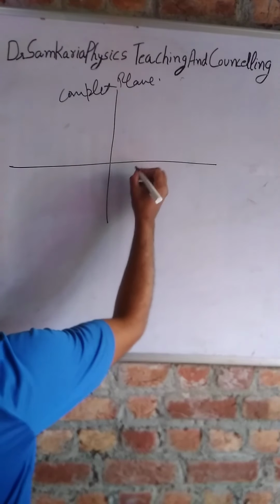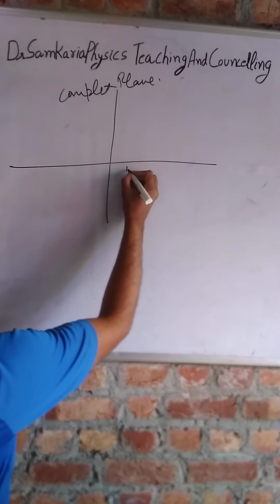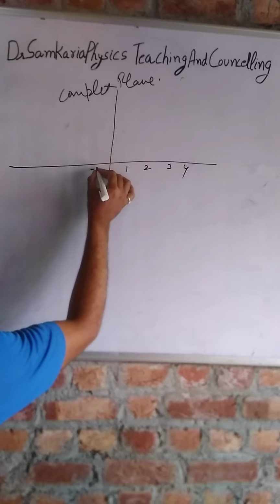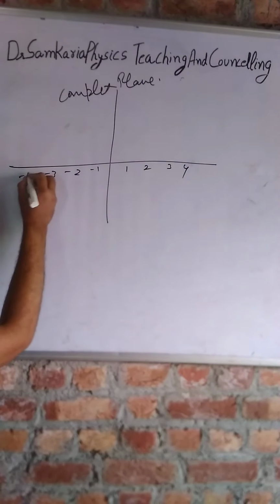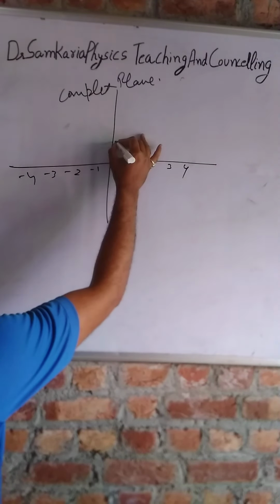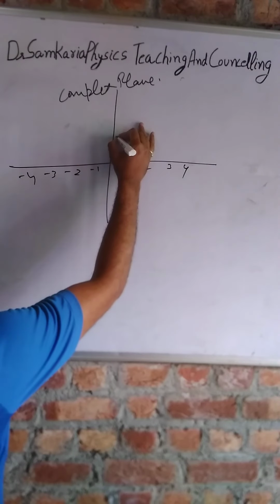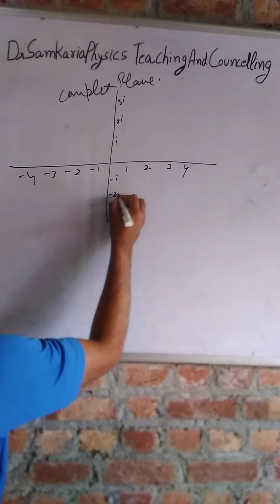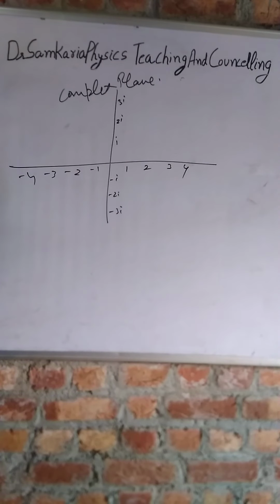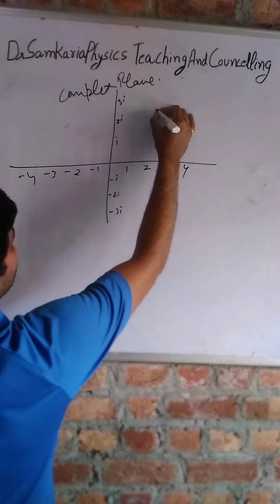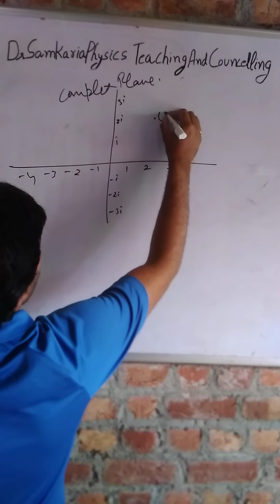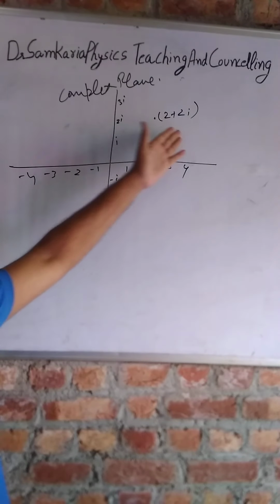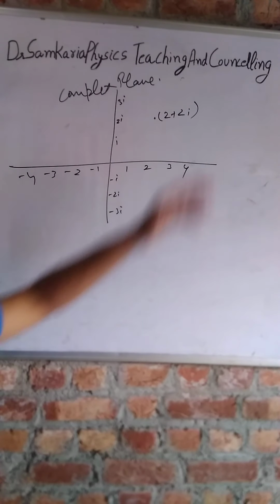Suppose on this side we have real numbers 1, 2, 3, 4. On this side we have negative real numbers -1, -2, -3, -4. On this side we have positive imaginary numbers i, 2i, 3i, and -i, -2i, -3i. So suppose this is any point. This is the point 2 plus 2i. So this point on the complex plane is called a complex number.